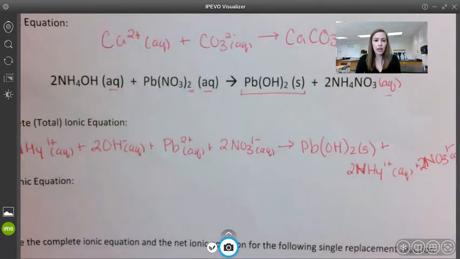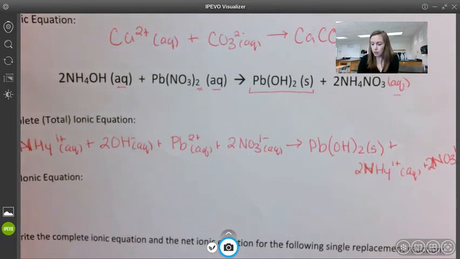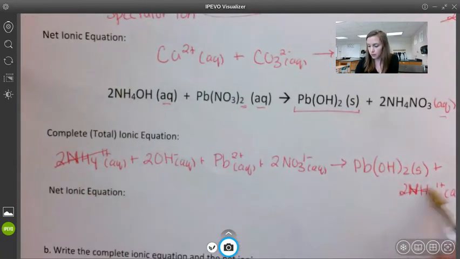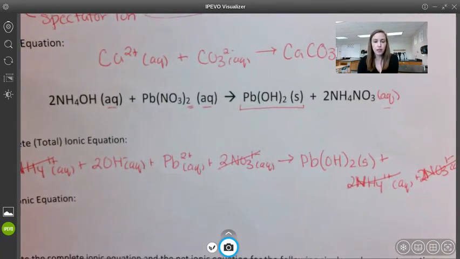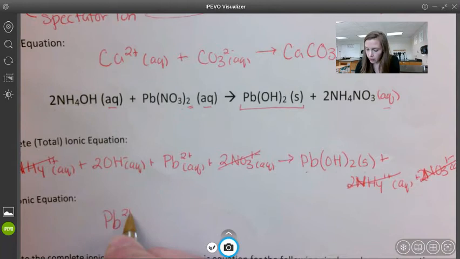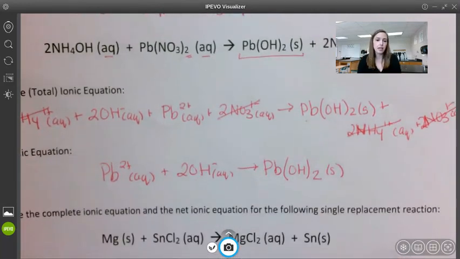Okay, again, every ion has its charge and shows that it's aqueous. This is still balanced based on the balanced equation that we started with. So just to review, those spectator ions in this case would be my ammonium ions and my nitrate ions. Okay, I'm crossing them off on both sides, which should make sense because here is my solid precipitate. So what should be left are the ions involved in forming that. So I'm going to write my lead 2+ plus my 2 hydroxide, forming my lead(II) hydroxide precipitate. And that would be my net ionic equation.